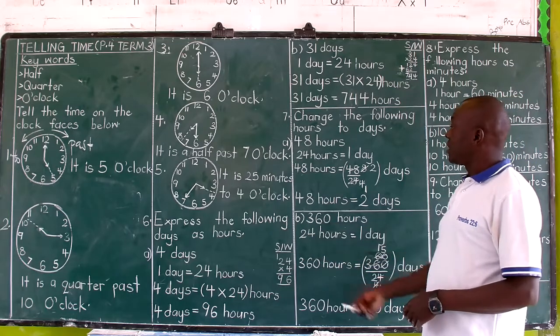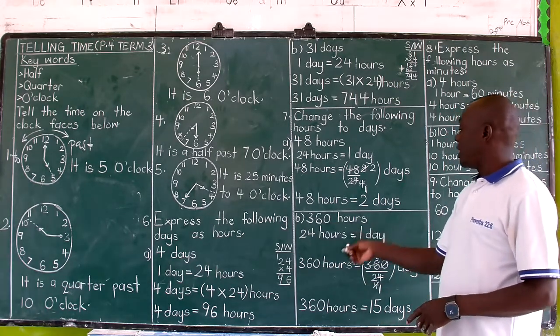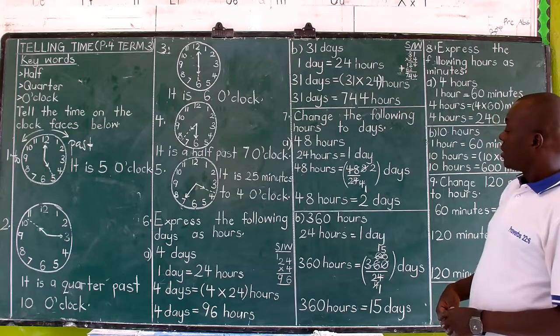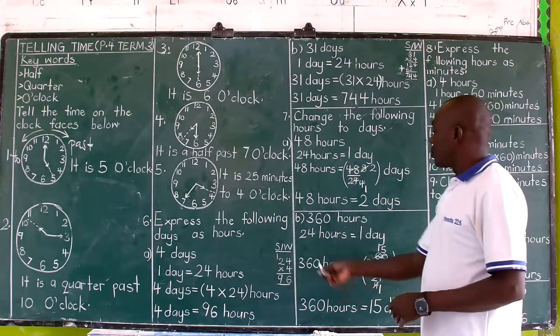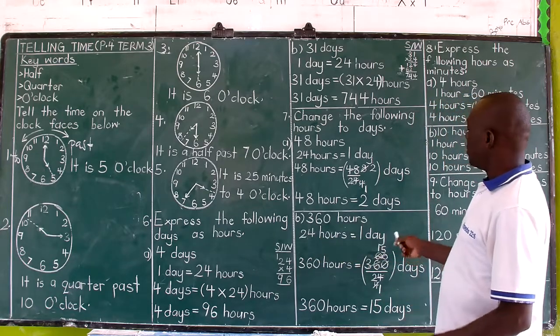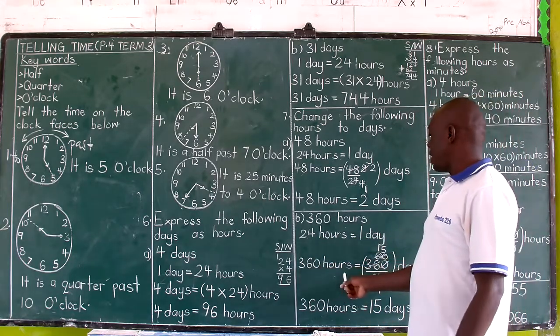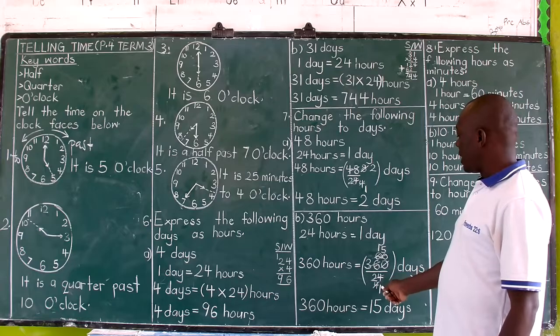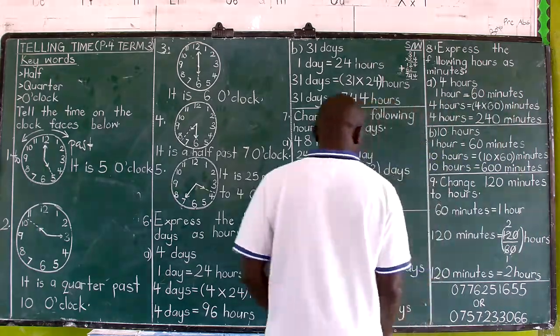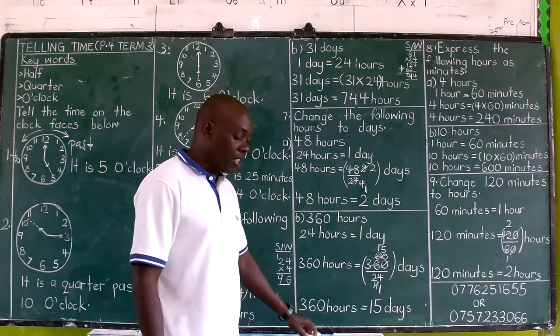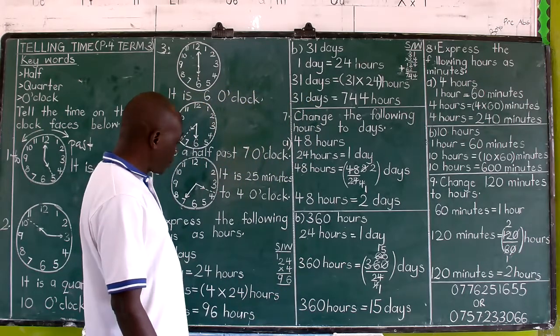Then part B says, change 360 hours to days. So write 24 hours, make a day. What about 360 hours? That's 360 divided by 24. Answer in days. Then we start our division using our tables of multiplication.